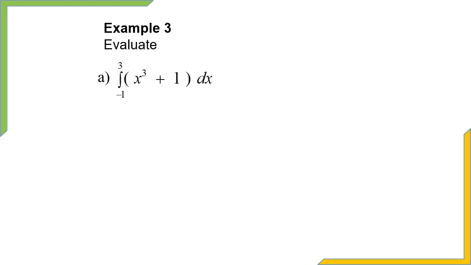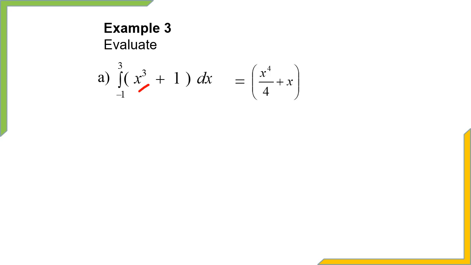so example 3, evaluate the integration of x cubed plus 1 with respect to x from negative 1 to 3. So how do we solve the definite integral? First of all, what you need to do is to integrate as usual, but without the plus c, the constant. Put the square bracket and put the upper and lower limits. So integrate x cubed. What do we get?